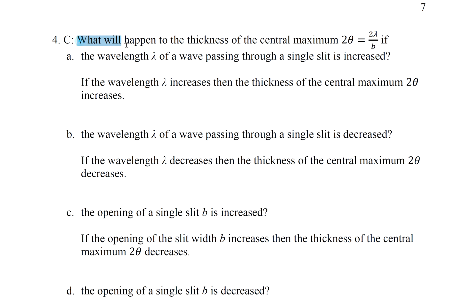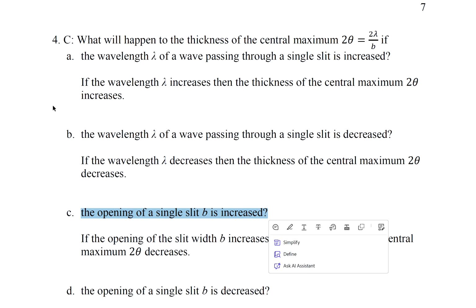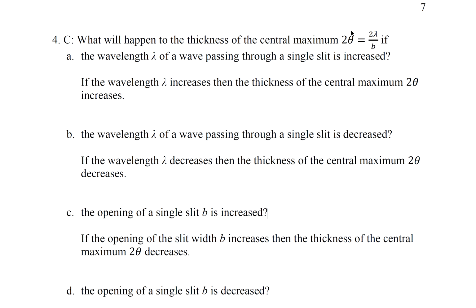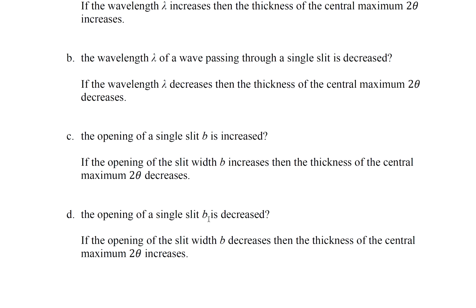And what will happen to the thickness of the central maximum if the opening of a slit is increased? Well, you could see if b gets bigger, then 2 theta gets smaller. Finally, if b is decreased, then 2 theta increases.